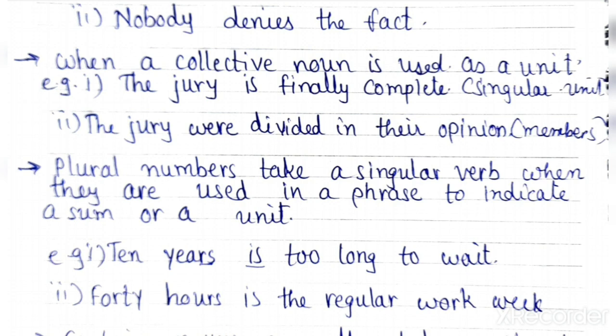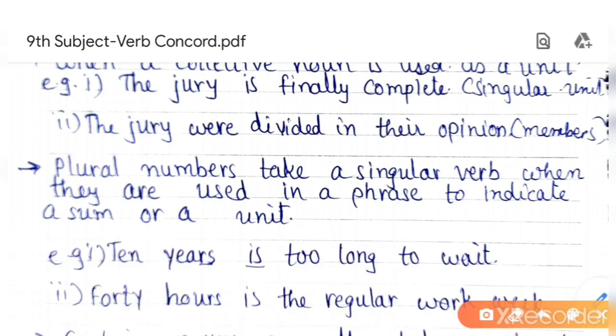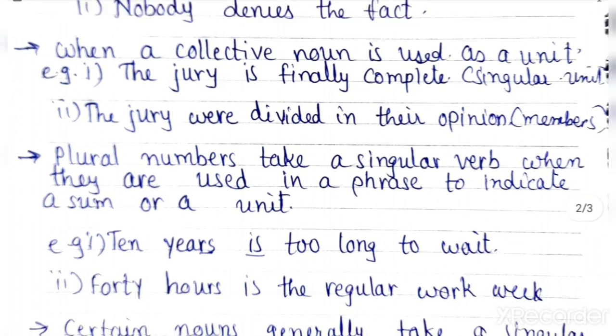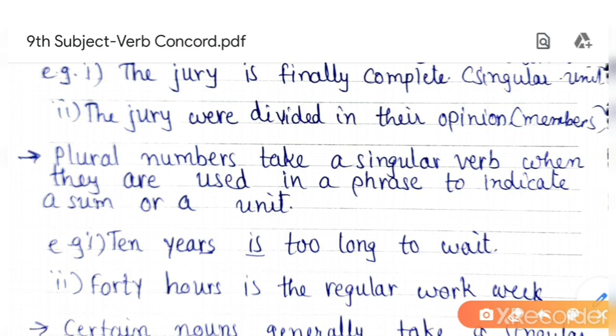For example, the jury is finally complete. Here the group of jury is talked about. Then in the next sentence you will ask, ma'am, here the jury is, and here why the jury were. In the second sentence were is used: The jury were divided in their opinion.